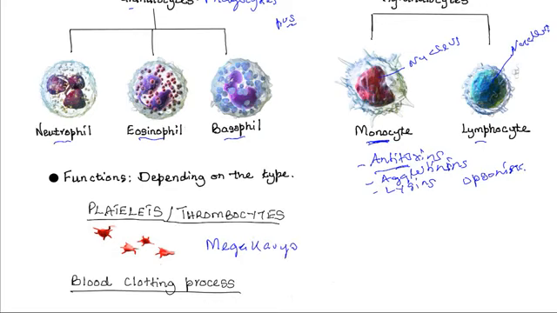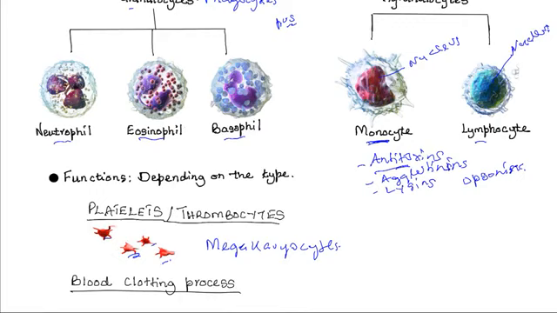So megakaryocytes break down to produce these platelets. So these are the platelets. They are regular in shape. Platelets don't have a nucleus, but they have several organelles. Their function is to prevent blood loss after damage of blood vessels through the process of blood clotting.